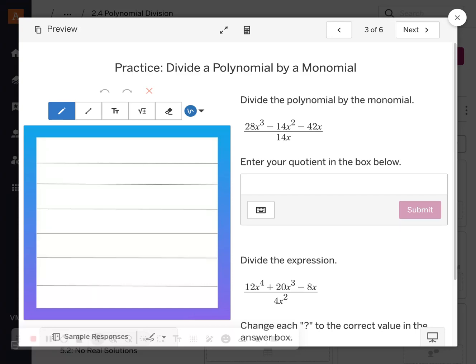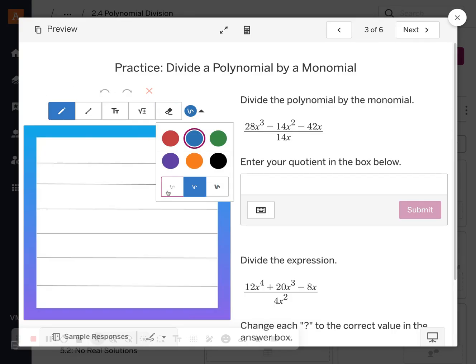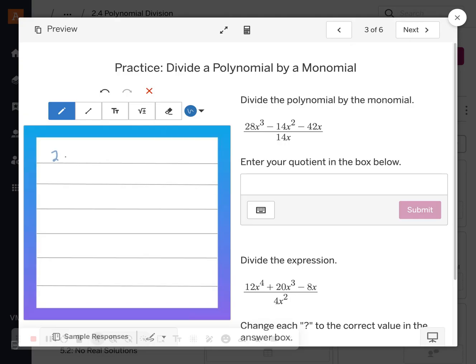On this screen of the Amplify activity, we're asked to divide a polynomial, 28x to the third minus 14x squared minus 14x, by this monomial. And so I can take each individual term in the numerator, and I can divide each individual term by the denominator of this monomial, 14x.